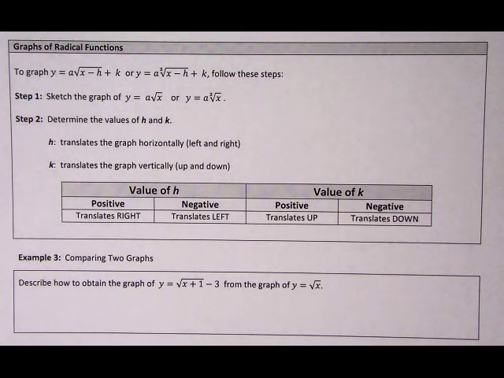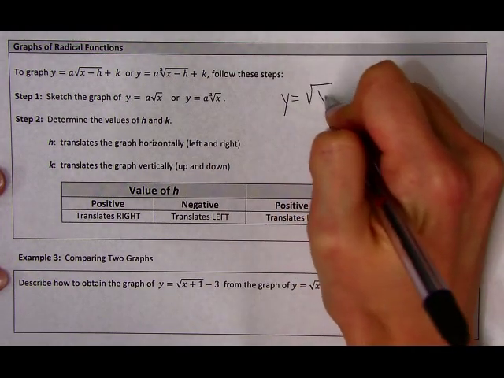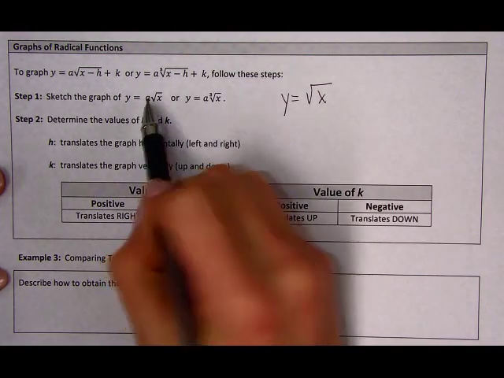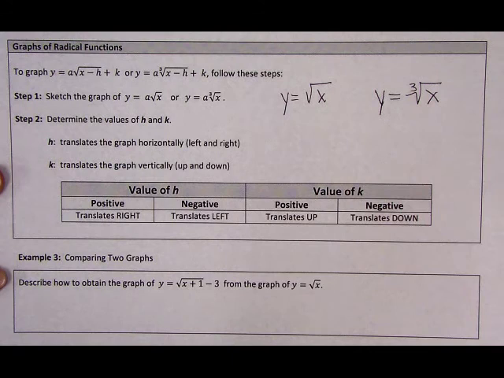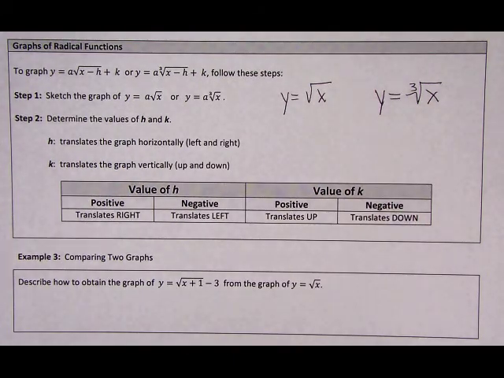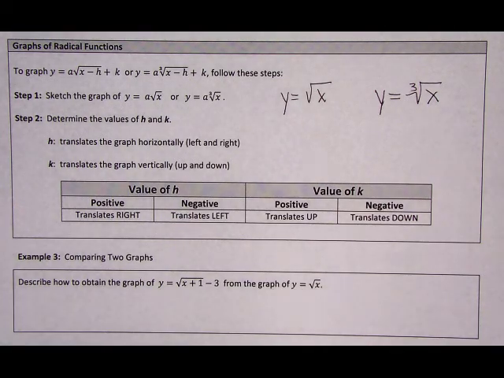Okay, so a couple quick things is we know what our original functions are. Our parent functions are typically y equals the square root of x, or you have an a out in front, or y equals the cube root of x. Those are our two parent functions for our square root and cube root functions, with maybe an a out in front. Typically, this is how it's always going to translate for all of your graphs.